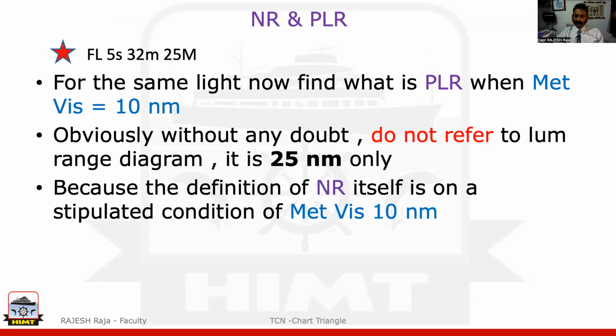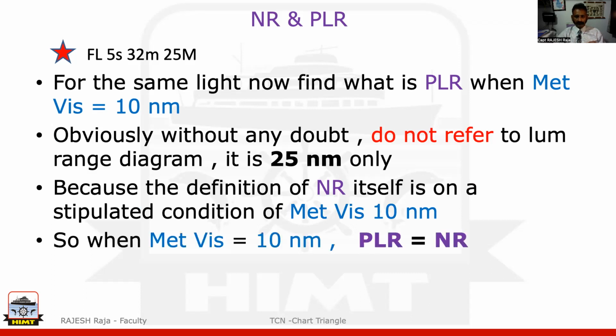Because please go by the definition. The definition of NR itself said that it is the range of the light which I can see when my present Met visibility is 10 nautical miles. So that is why I need not go to the graph, but I'm still going to go to the graph and show you the same thing. Okay. With this, if you realize, when the Met visibility is 10 nautical miles, your PLR is equal to NR. This is exactly what we got.